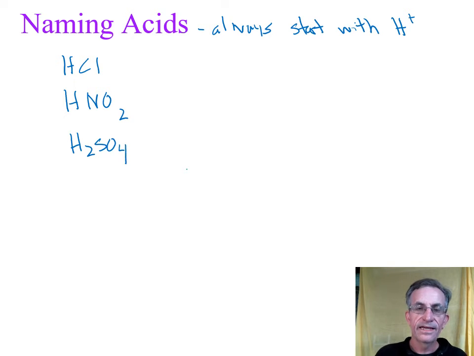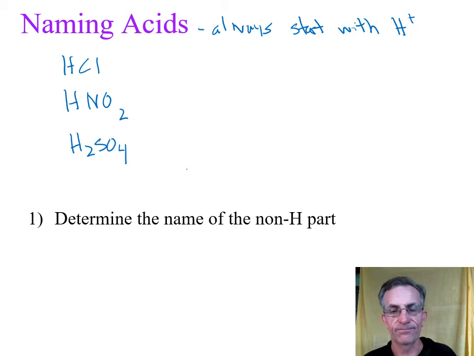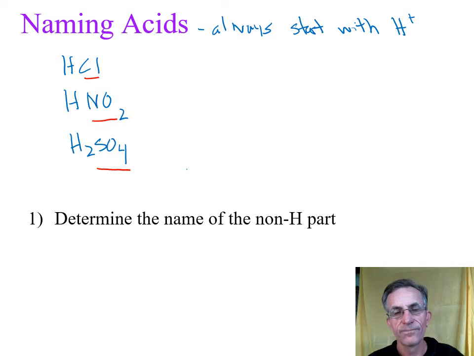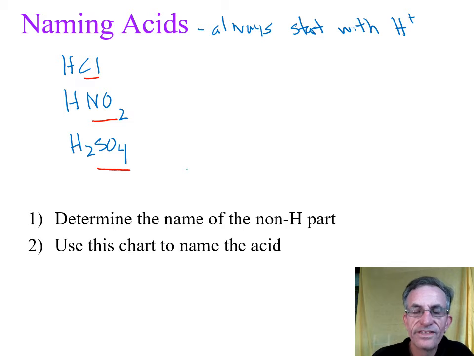All right, so if you know you have an acid, and you're going to know because the first element you see in the formula is hydrogen, this is how you name it. So the first thing we're going to do is determine the name of the non-hydrogen part. So for example, what's Cl called? What's NO2 called? What's SO4 called? So we got to know the name of that thing. And once you know the name of that thing, you're going to use this chart to name the acid.